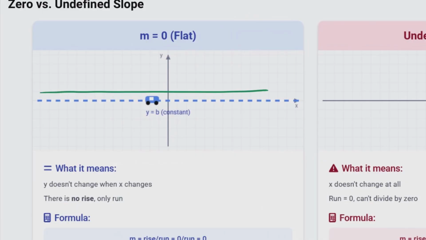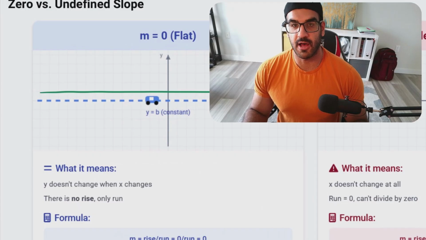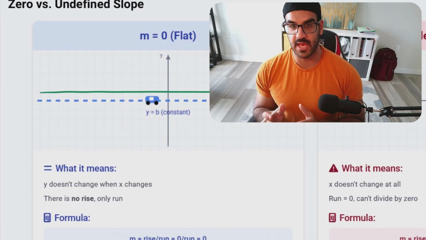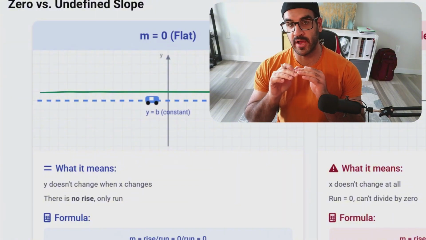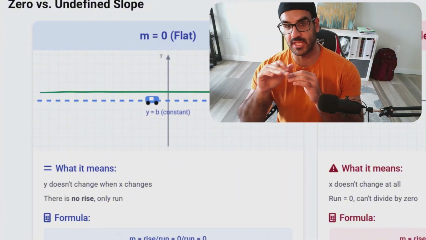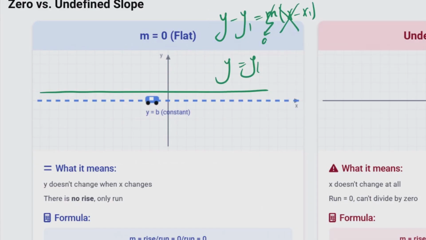If I want to show you in the formula itself, y subtracted by y1 is equal to m times x subtracted by x1. When m is 0, this part is gone and y is equal to y1. It means that it doesn't matter how much x is changing. In the end, your parentheses multiplied by m is going to be 0, so y is going to stay at y1, or sit at the first point all the time. It's not going to change at all. This is what we call a zero slope.